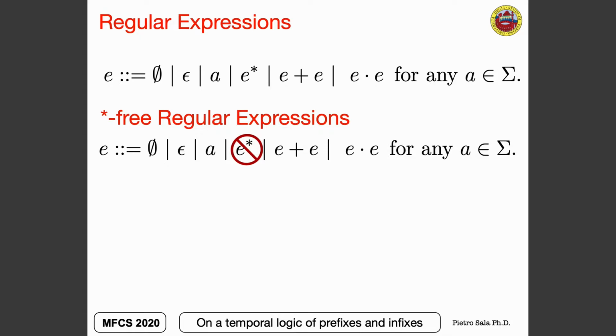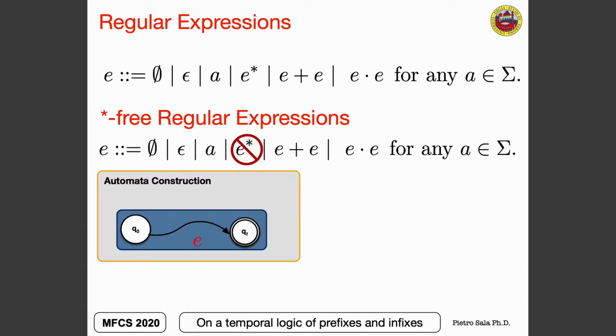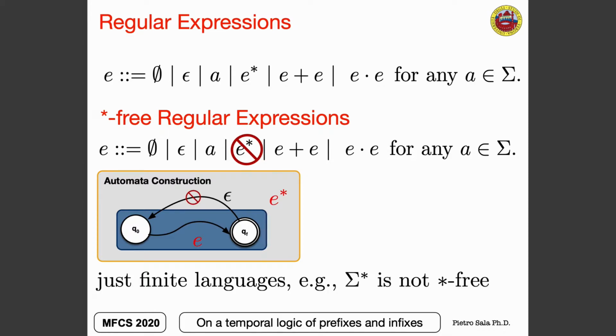If we disallow the use of the star iteration, we obtain star-free regular expressions, which are very limited. If you think about the classical automata construction for regular expressions and apply it to this fragment, you are disallowing the ability of introducing loops, because loops are introduced by means of the star operator. When you compositionally build the automata, you introduce loops only when you have a star operator. So basically, this class of languages can encode just the finite ones. For instance, sigma star is not a star-free regular language.